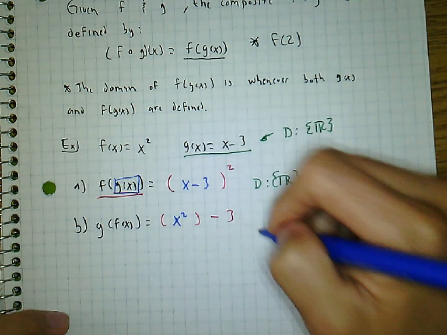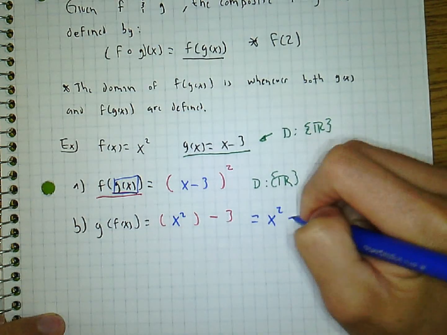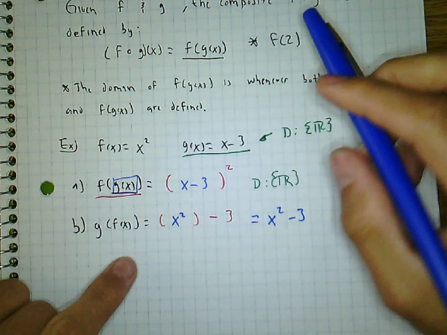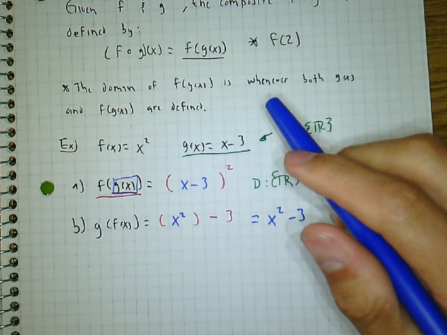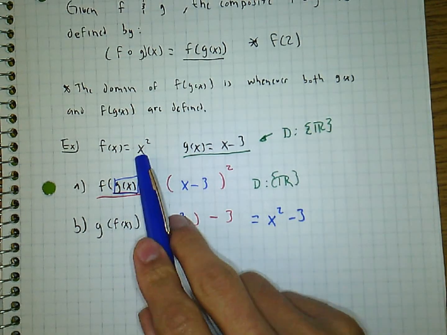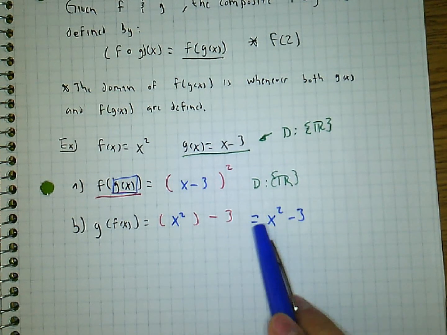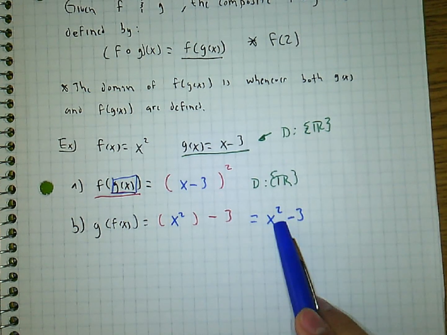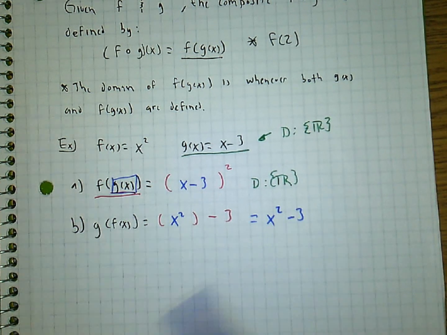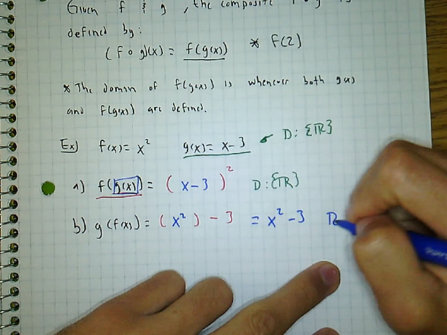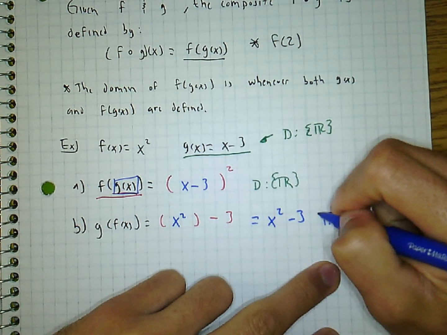So when I simplify this, you don't have to, but if you rewrite it, it's just going to be x squared minus 3. So once again, if I want to find the domain for this, I'm going to look first at the function that was on the inside, which in this case was f of x. The domain is all real numbers, which means it doesn't restrict anything at all for this function. And this is a quadratic, which is a polynomial, and all polynomials are continuous. Therefore, the domain for this function will happen to be all real numbers as well.